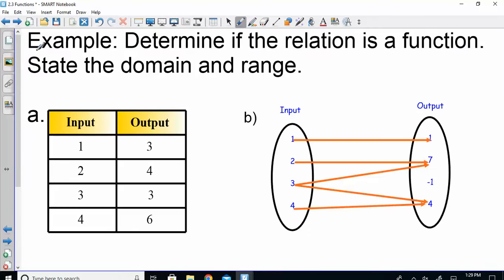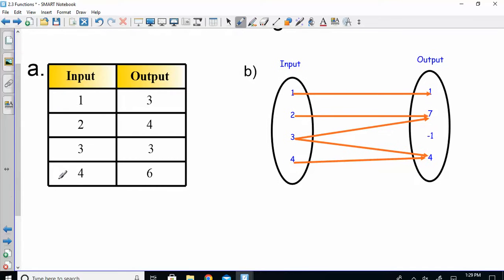All right, so first thing, we're just going to practice all the different ways that we might see relations represented. We can see tables, mappings, sets of ordered pairs, graphs. So we're going to practice looking at these, deciding if it's a function, and giving the domain and range. So this first one, is it a function? So all you're checking, do any of these repeat? Nope, so this is a function. I just abbreviate FN for function.